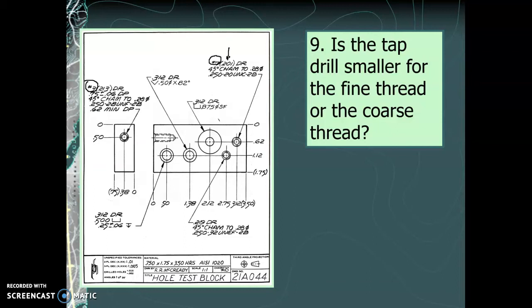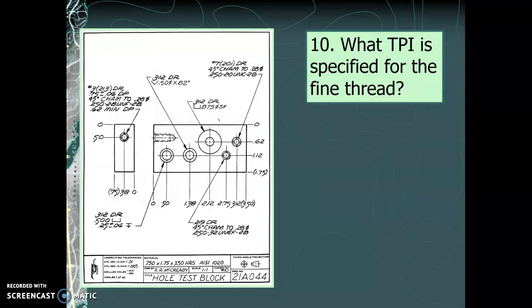Now, luckily, we don't have to look it up on a chart. We can actually see it's given right here inside these parentheses, 0.213 versus 0.201. And so the smaller one, the question is asking for which one is smaller, would be the number 7 tap drill that's used for the coarse thread. What TPI is specified for the fine thread? So UNF is fine, 28 threads per inch is the TPI. And that's what TPI stands for, threads per inch.